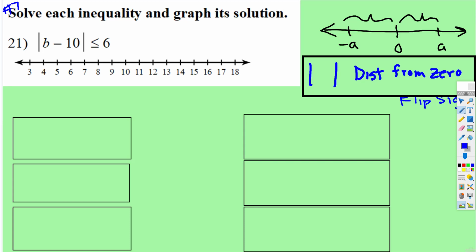Okay, now we're going to address absolute value inequalities. These are a little bit trickier, but not that much. The first thing you need to remember is that the absolute value bars mean the absolute value of something is distance, or distance from zero.